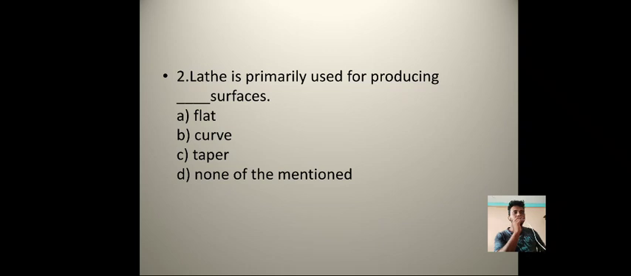Okay, we go for the next question. The lathe is primarily used for producing dash surfaces: flat surfaces, curved surfaces, taper surfaces. The option is none of the mentioned.